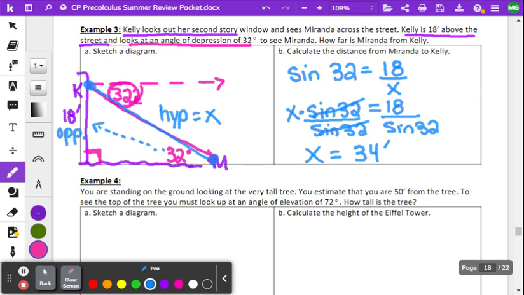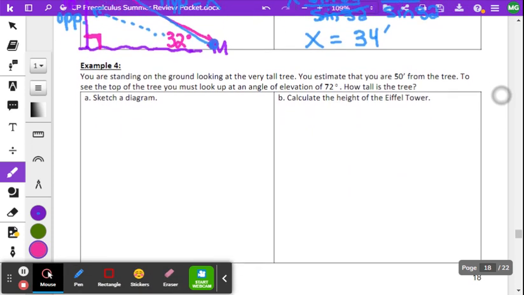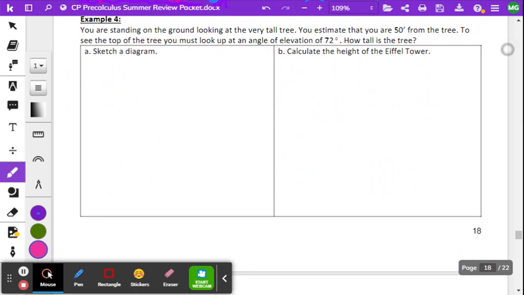What I'd love for you to do right now is to pause the video and see if you can figure out how to do example 4, and then maybe turn the video back on and see if your answer matches mine.